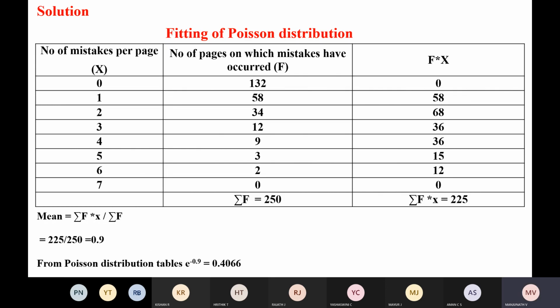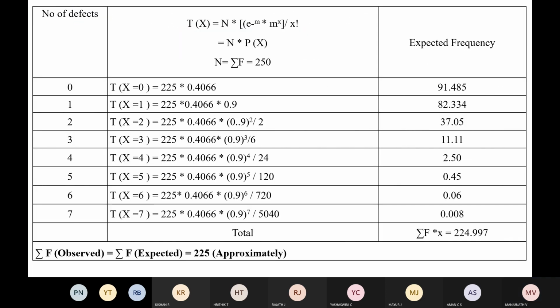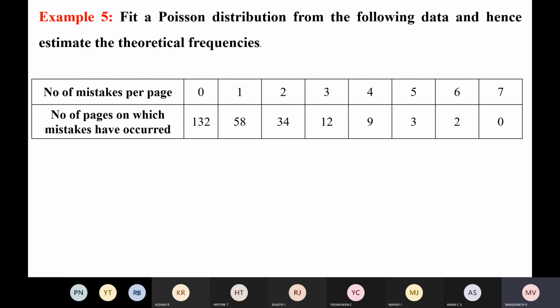Yeah, this is the problem. All of you copy this. Copy example number 5. Copy this problem.